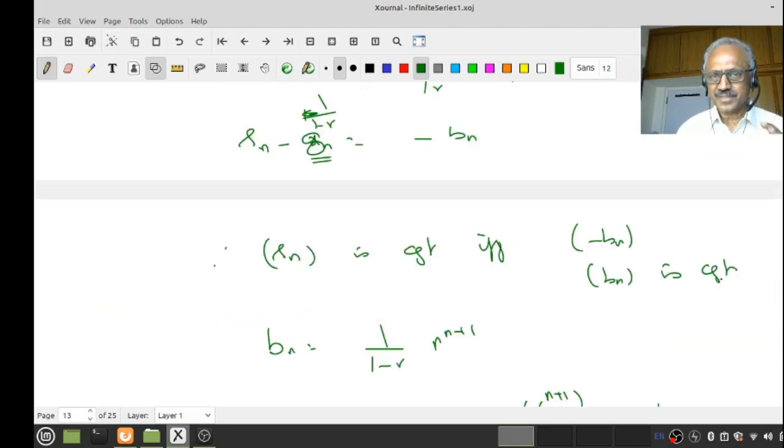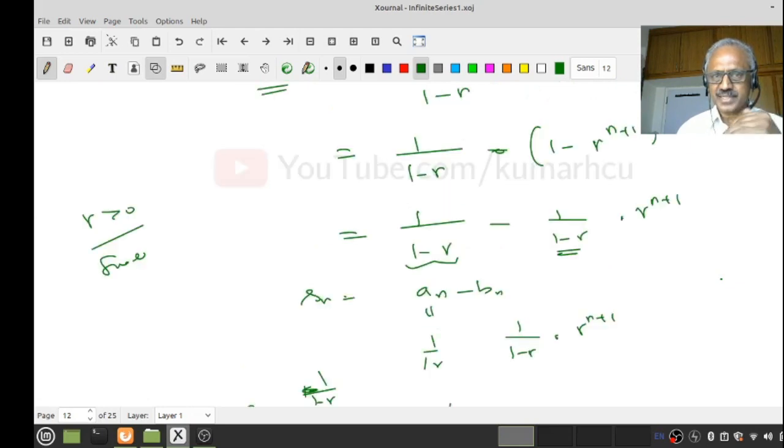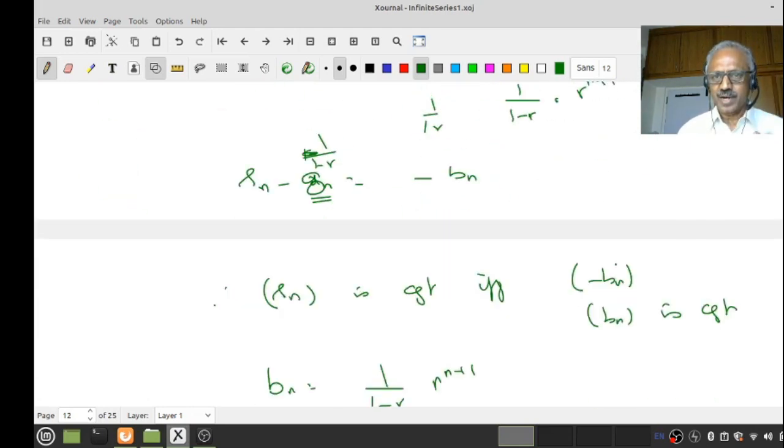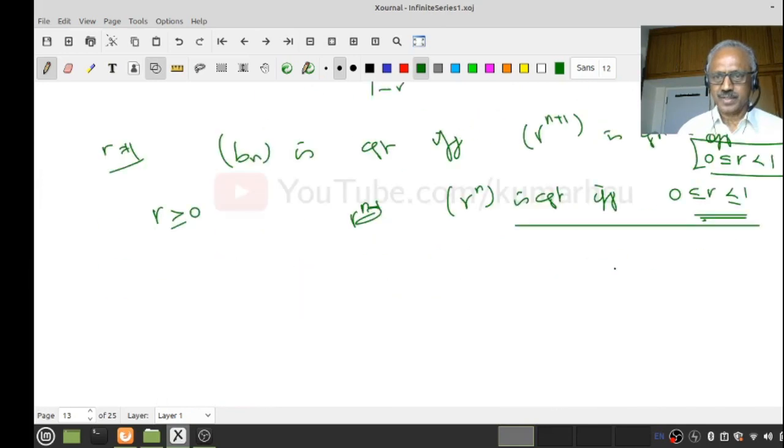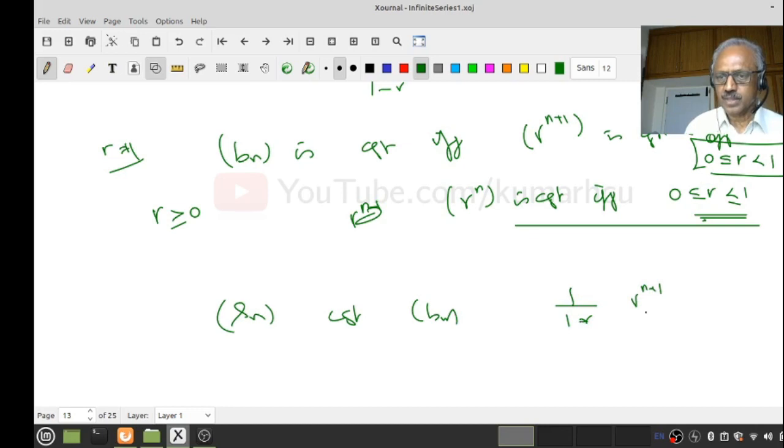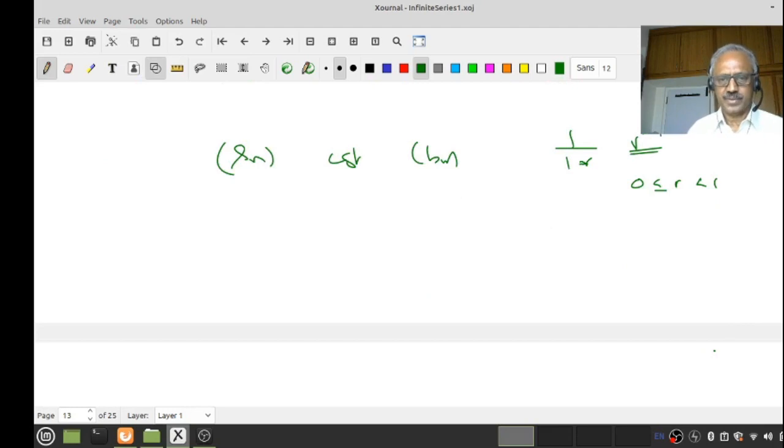Please pay attention. When r equals 1, that case I have already taken care of. Therefore I am assuming r is positive but r is not equal to 1. Therefore my Sn is convergent if and only if bn is convergent, but bn is 1 minus r to the power n plus 1, times a constant. Therefore this is convergent if and only if 0 is less than r less than 1, because r equal to 1 is ruled out. Therefore r must be between 0 and 1. Do you follow that? Very good.